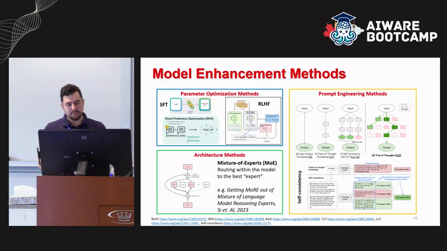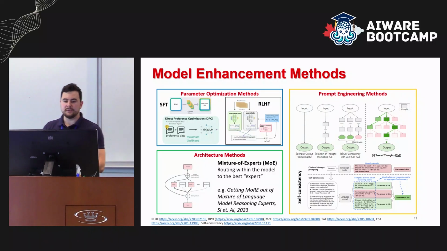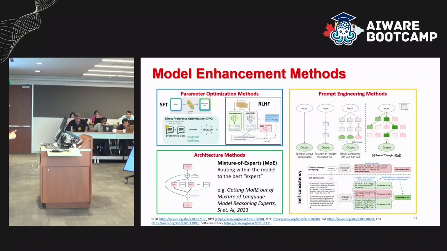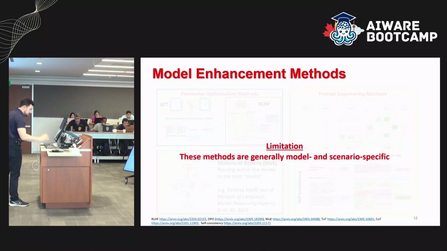But these are just some of the methods I mentioned. There are different ways you can think about it. There's a whole other stack of papers you can go through. It's a pretty active field of research. The only problem with all these things is they're model and scenario specific. So say, for example, you want to deploy 2 models. One model would be for processing financial reports.